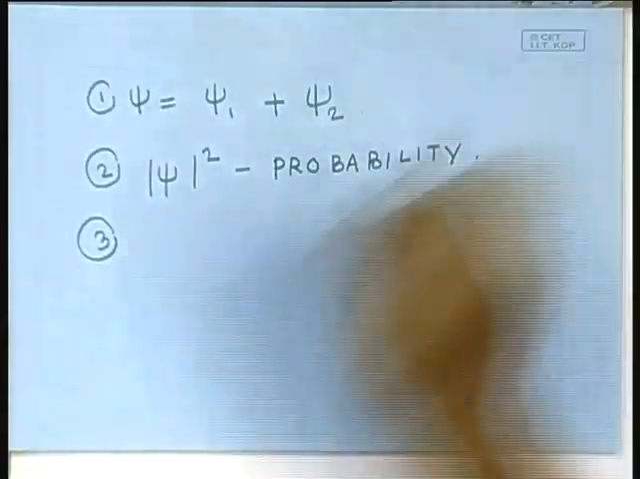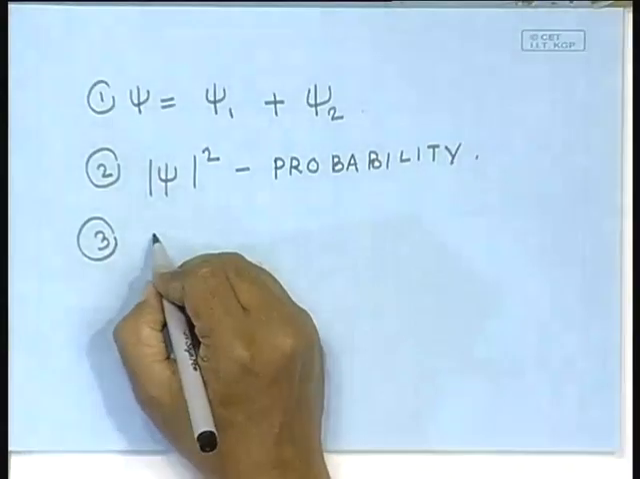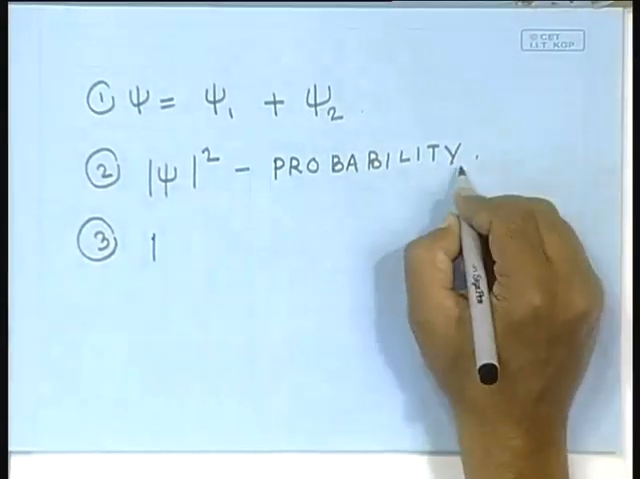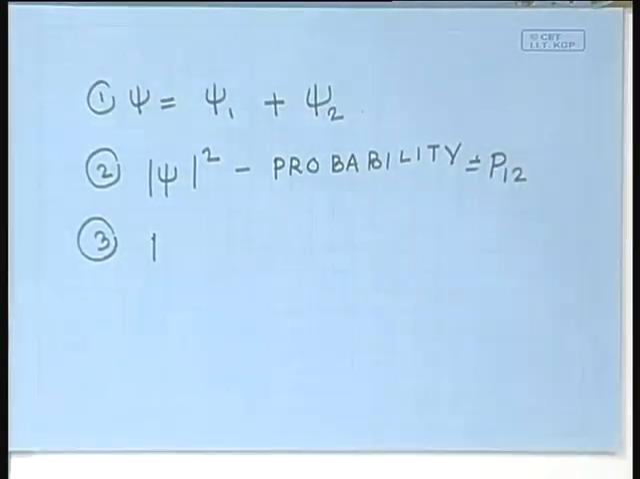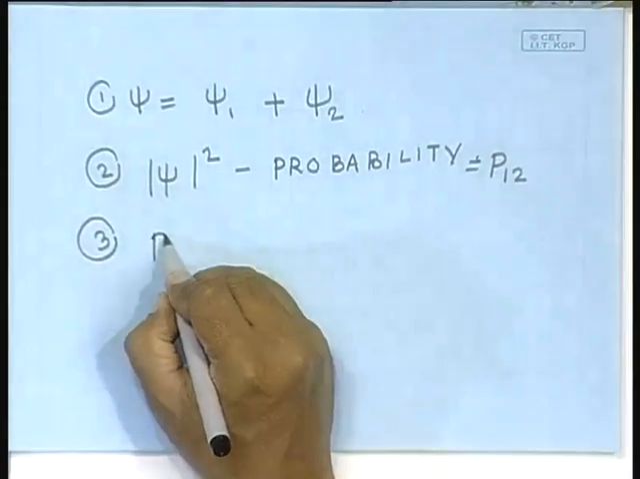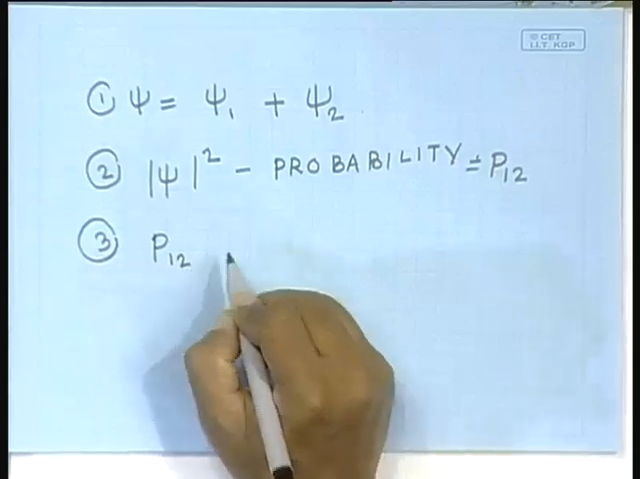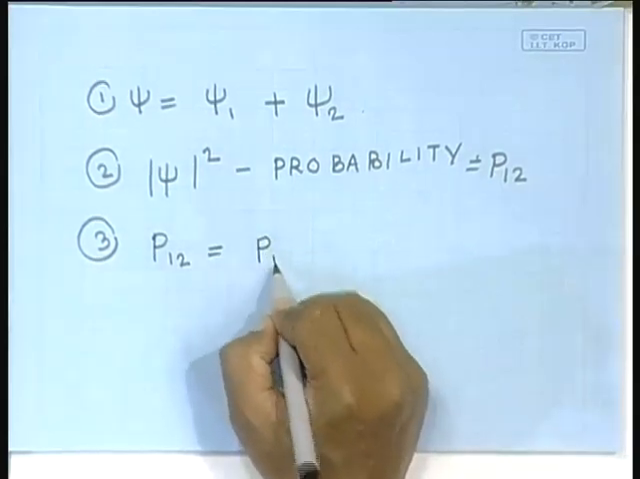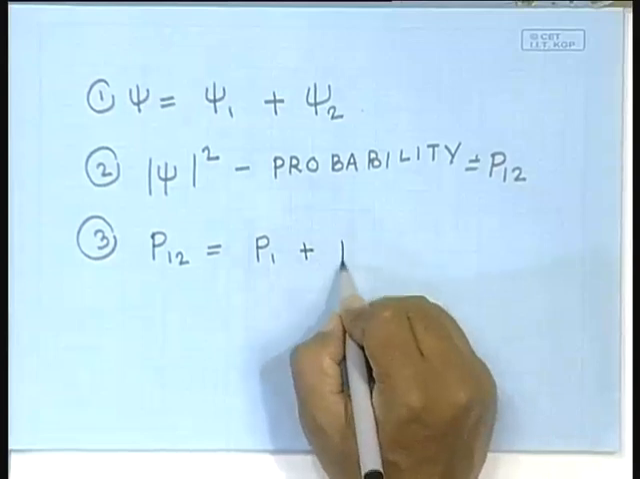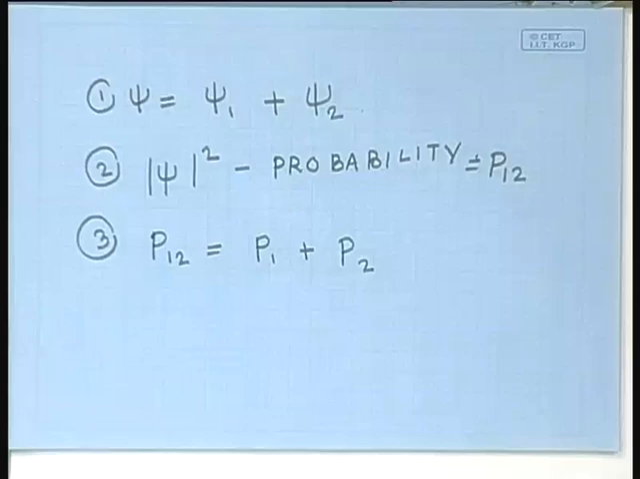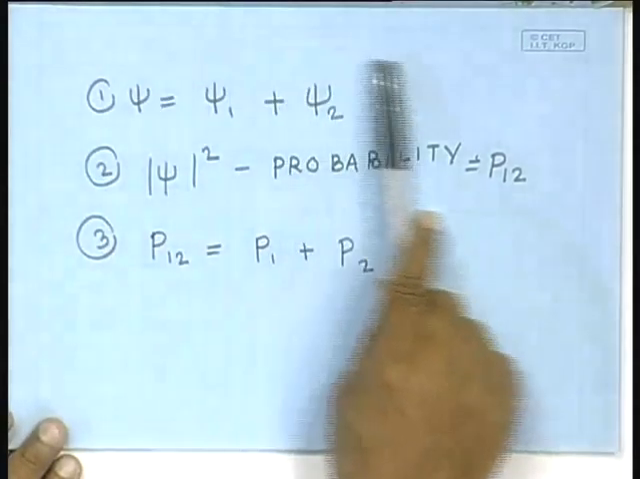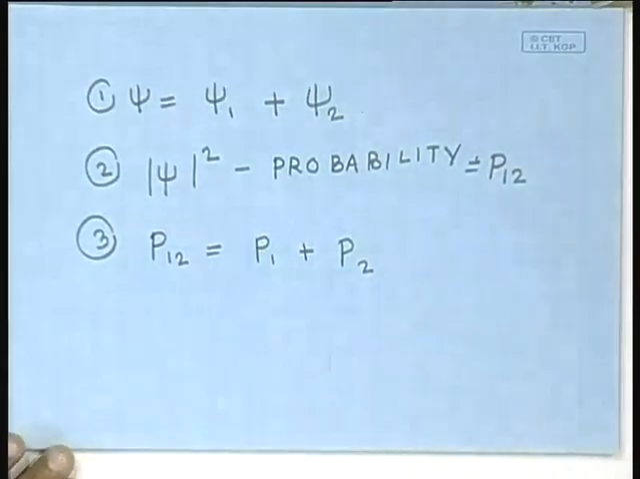So, that is the third thing. If you make a measurement, then this is going to be P12. When you do not make a measurement, there is interference. When you make a measurement, the act of measurement disturbs the wave, and as a consequence the probability is now the sum of the probabilities corresponding to the two alternatives. So, these are the three main points which I have been trying to make.